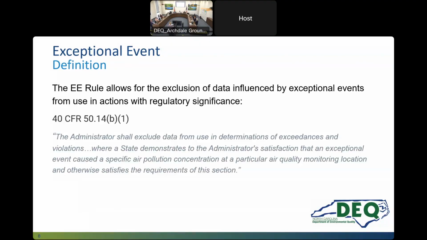The exceptional event rule allows for the exclusion of data influenced by exceptional events from use in actions with regulatory significance. So we show in the demonstration that the record-breaking Canadian wildfire season in 2023 did have regulatory significance for us by impacting the design values at Remount and Lexington.